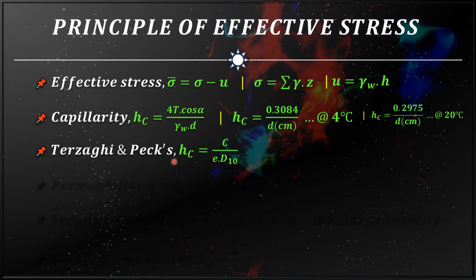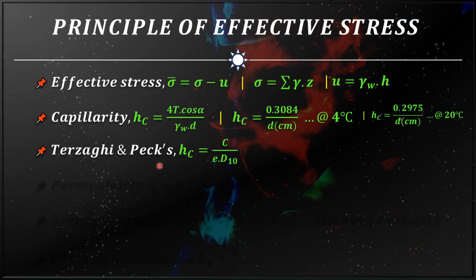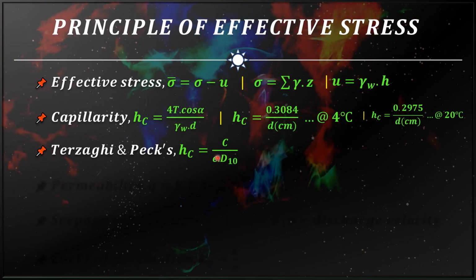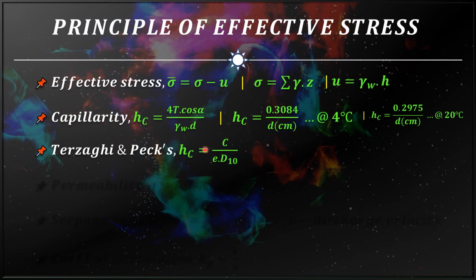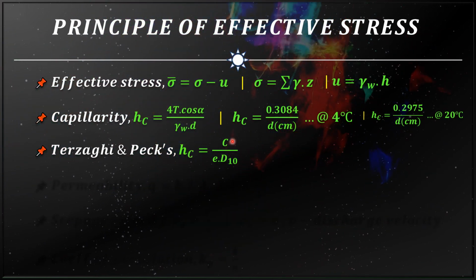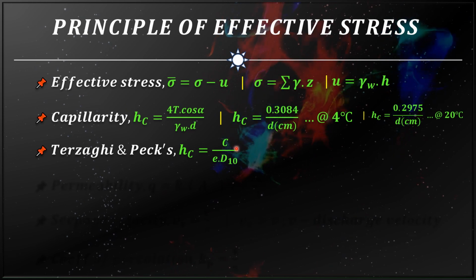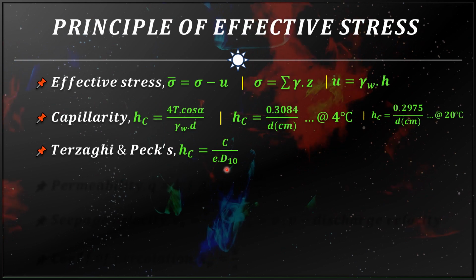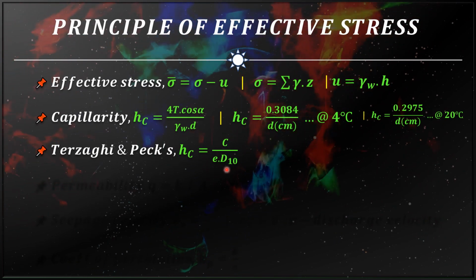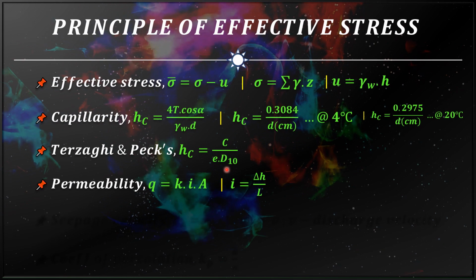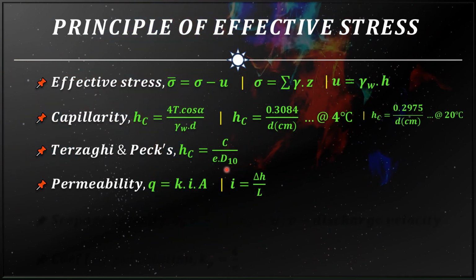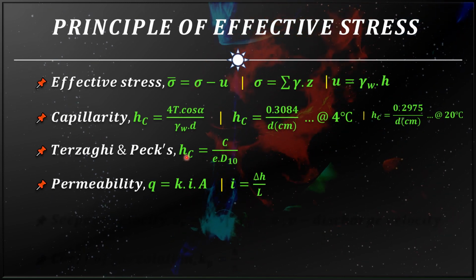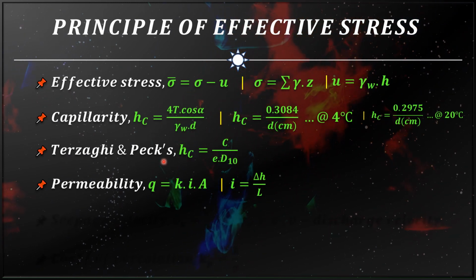And we shall see some other empirical formula regarding capillarity. By using Terzaghi and Peck's formula, that is Hc is equal to C by e d10, we can find the answer for capillary rise or fall. So C is nothing but the constant depending on the soil condition divided by e into d10. e is void ratio and d10 is the effective grain size. And here d10 shall be in centimeter only. Because these are some empirical formulas, we have to use only the proper units. d10 should be in centimeter, so that we shall get the answer Hc in centimeter.